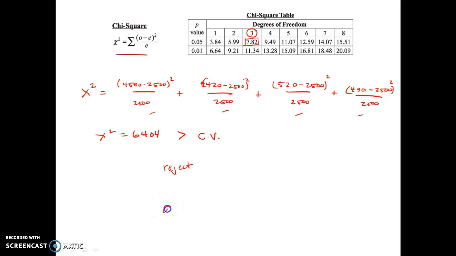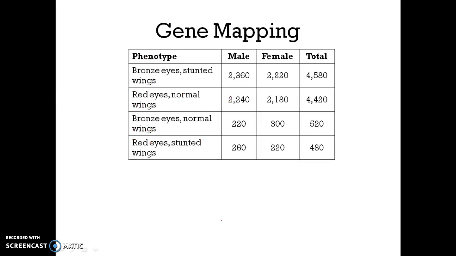What that tells us is that the genes for eye color and wing shape are linked, meaning that they're on the same chromosome. And so what we can actually do is create a gene map. Now, we didn't really need to do the chi-square analysis. We could see that these observed results are nowhere close to our expected values. Here are all of our recombinants. So this is where we would see some of that crossing over occur.